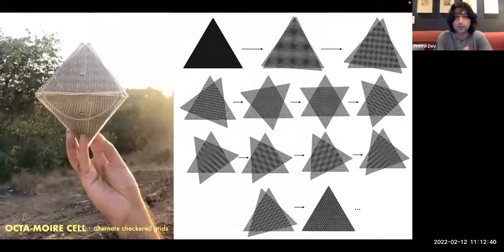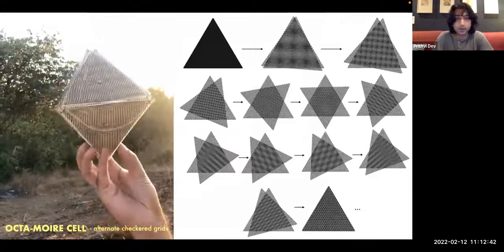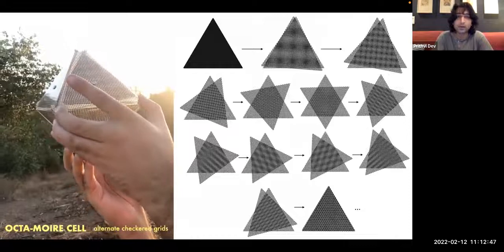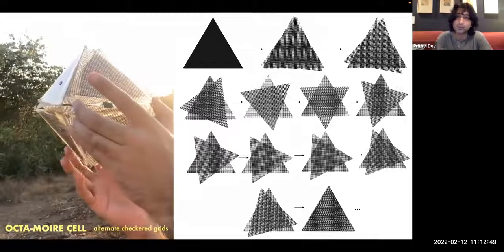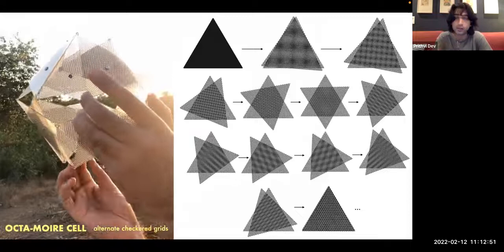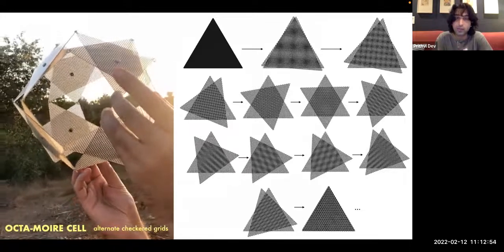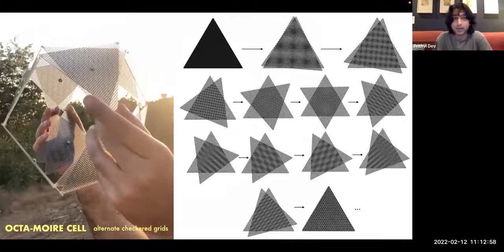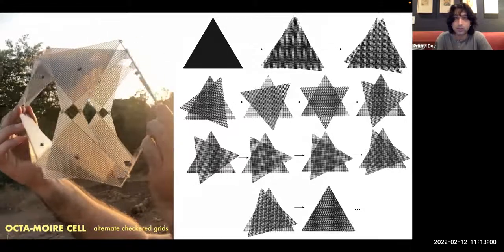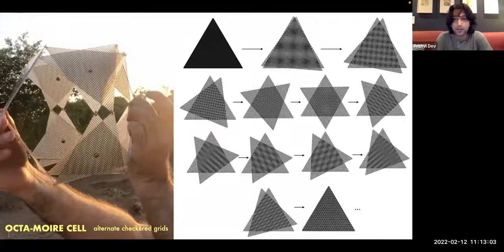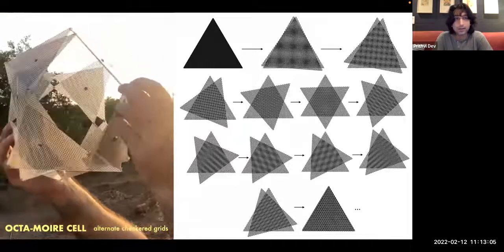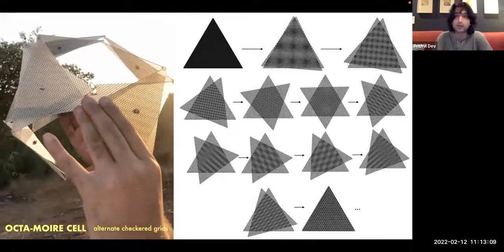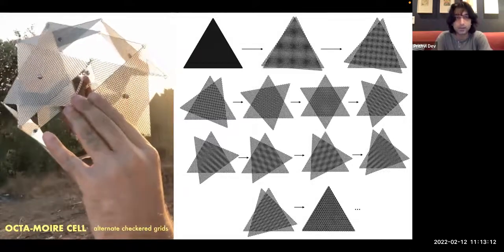And here's, of course, the physical version of the octahedron. I call it the Octa Moire Cell. And in this one, the grids are basically the two alternate checkered grids. So when the structure is completely overlapped, one sees just black because I guess the black triangles are overlapping each other. So that is the octahedron cell with alternate checkered grids.